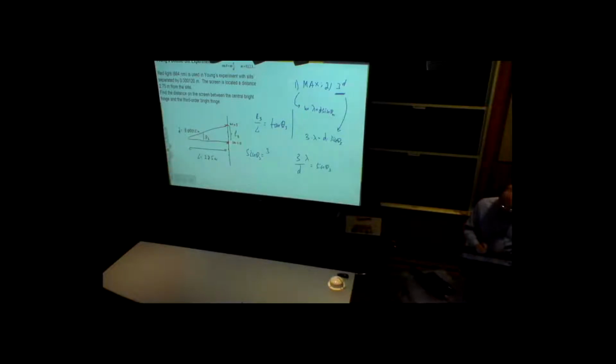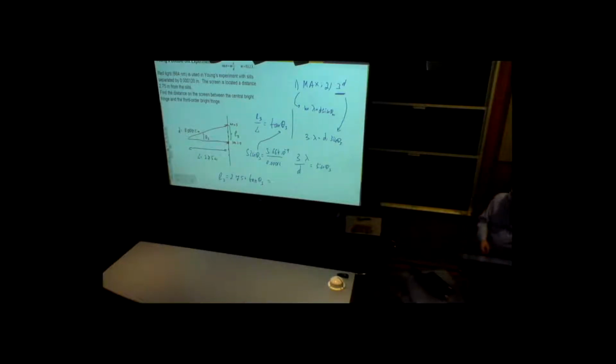3 times 664 nanometers divided by 0.00012. For you, now, it's time to take a calculator and calculate this number and then plug it in here and then calculate this number again. That will be equal to 2.75 times tangent of this angle.